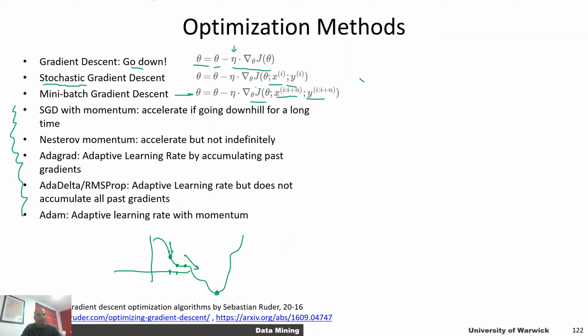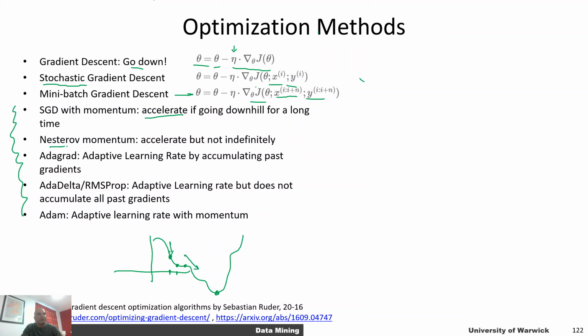So you can have stochastic gradient descent with momentum that essentially accelerates your step size, or increases your step size, if you're going downhill for a long time. Because if you have been going down for a long time, that means probably the next step is also going to be in the same direction. So this adds an acceleration factor based on your previous history.